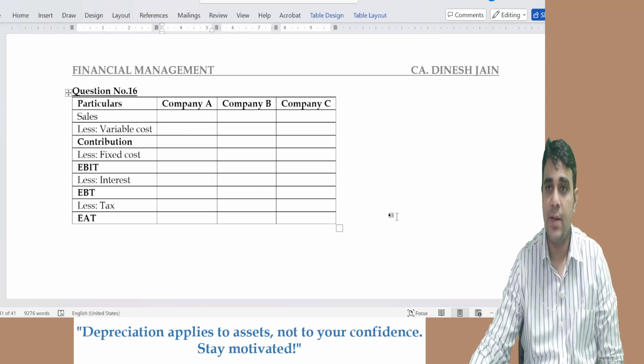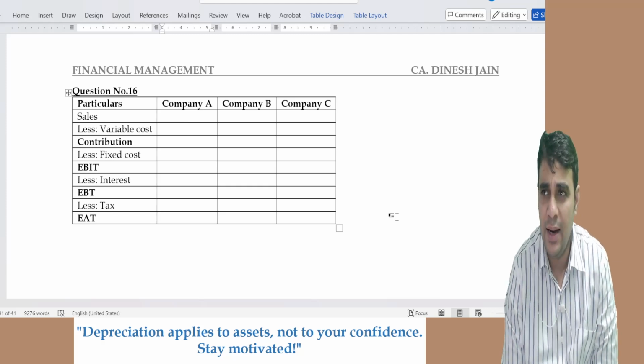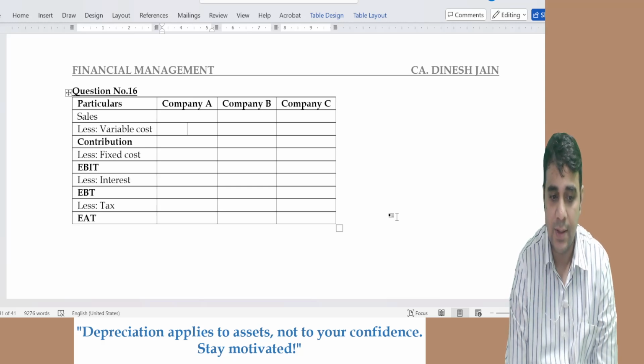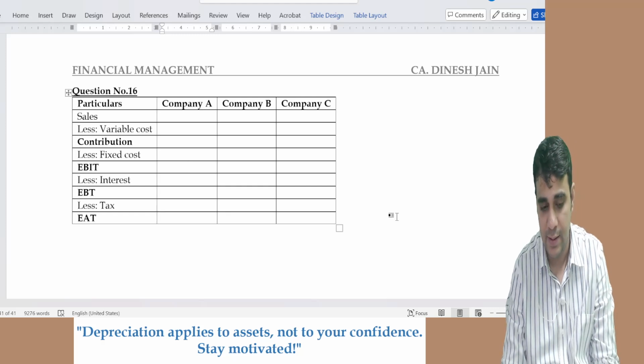Will fill whatever is available. Balance will try to get it. Once you get one data point, everything else will automatically flow in. Particulars in three companies: sales less variable cost, contribution, fixed cost, EBIT, interest, EBT, tax, and EAT.